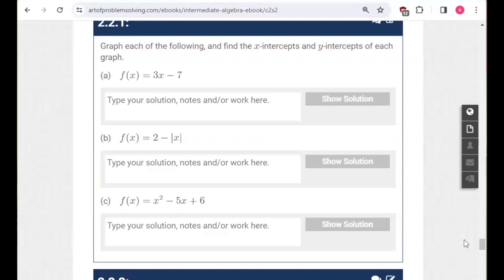How do you find your y-intercept? Let me ask you this. What's your value of x on your y-intercept? Isn't it always 0? Oh, yeah, that's true. So just make x equal to 0. So our formula is y equals x squared minus 5x plus 6. If x is 0, isn't that going to be just 6?